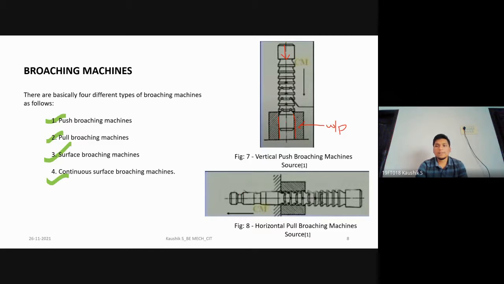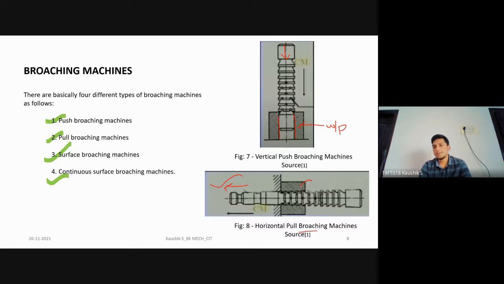Next, we have the pull broaching machine. In figure 8 you can see the horizontal pull broaching mechanism, where the tool is moved from right to left. As it moves, the surface of the workpiece is machined out.